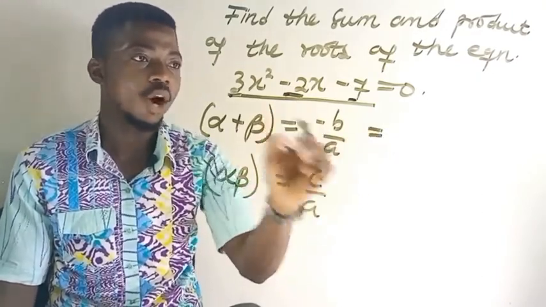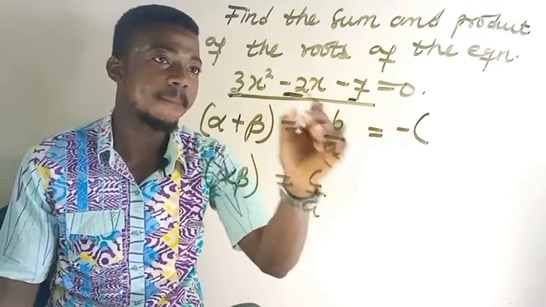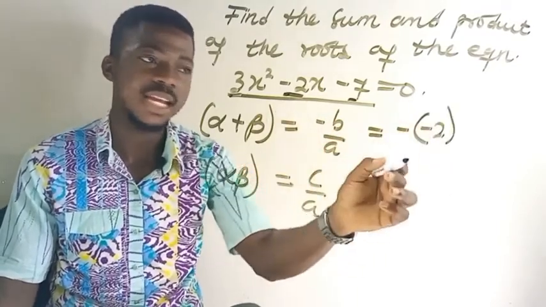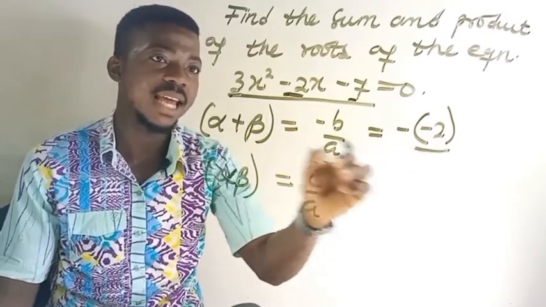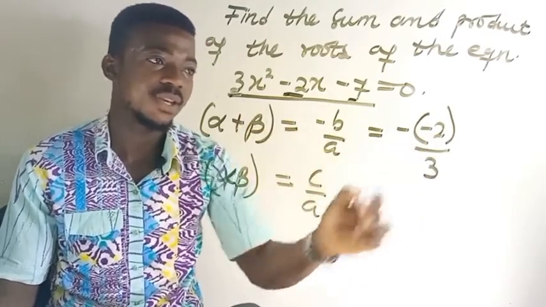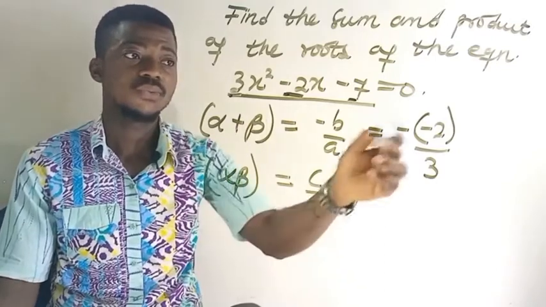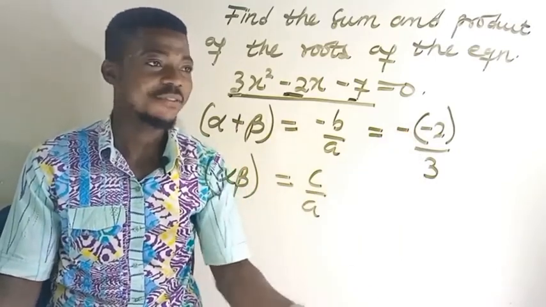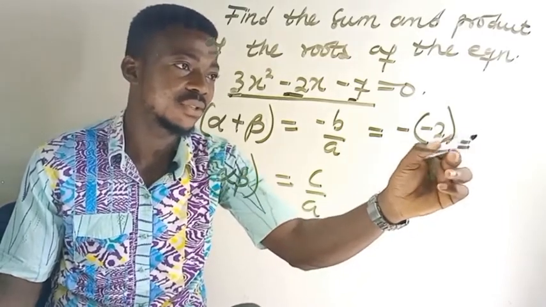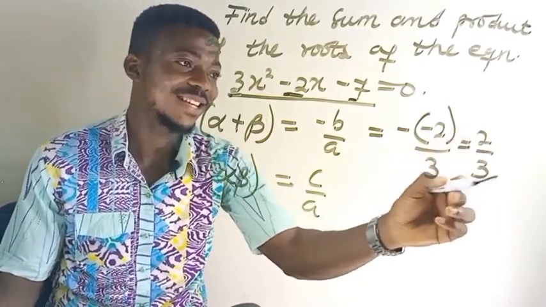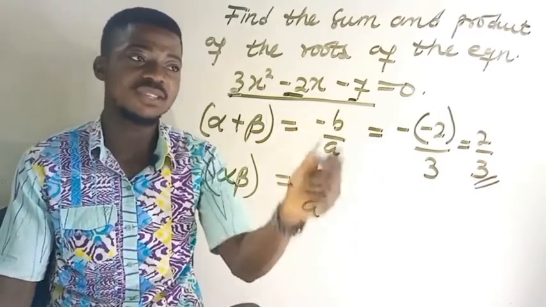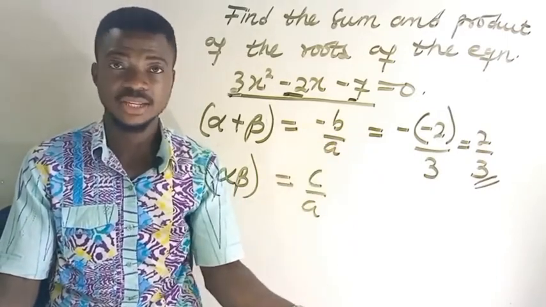So negative b, let's do it. b itself is already negative, so you're going to have negative negative 2 all over a. a is 3. You see what it is? So negative times negative is going to give you a positive 2 over 3 as the sum of the roots, okay? So the sum of the roots of this equation is 2 over 3, all right?